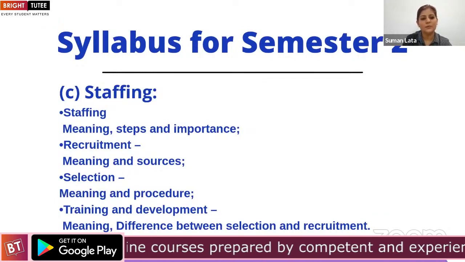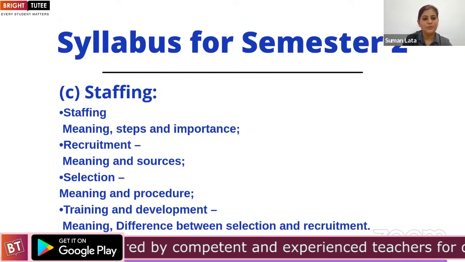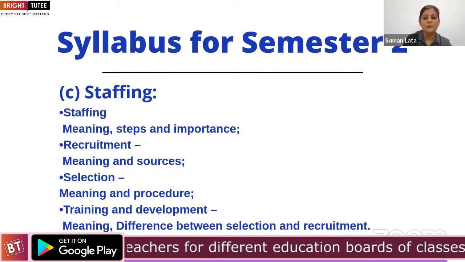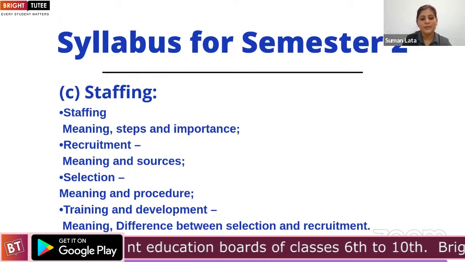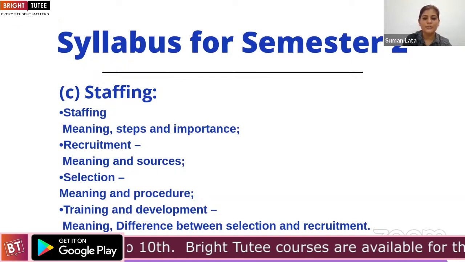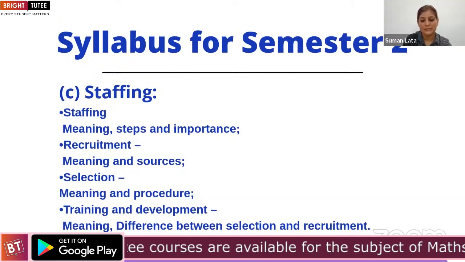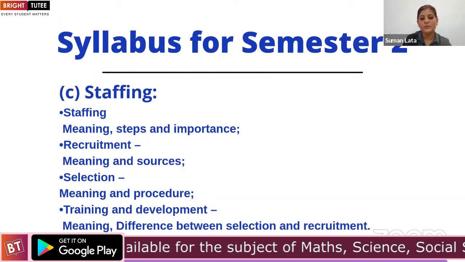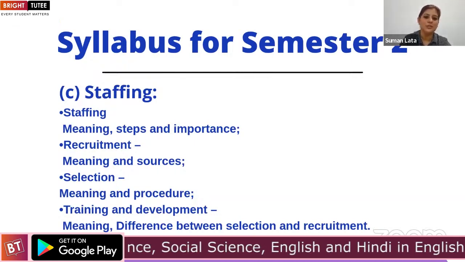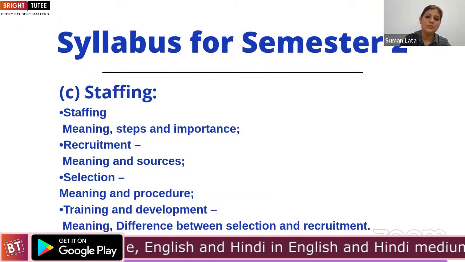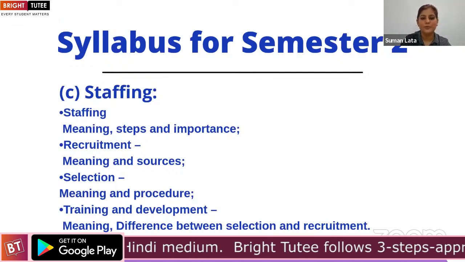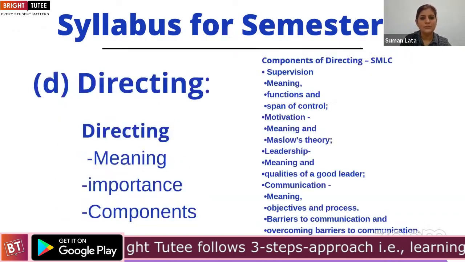So topics in the staffing chapter: staffing, recruitment, selection, training and development. And last, the difference between selection and recruitment. Recruitment: what recruitment is, what importance it has, and examples. Which one is a positive process and which one is a negative process? Can you give a simple answer, one short answer? Which one is a positive process, selection or recruitment? We'll discuss it in the question answer session. If you have any doubt, you can ask in the question answer session.